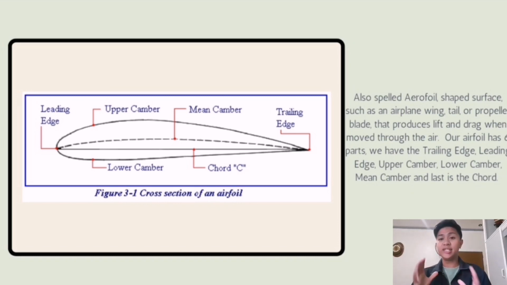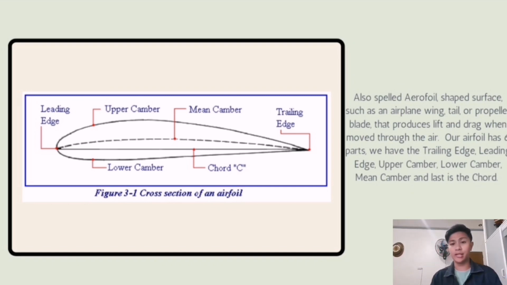So, si leading edge, ito yung front part ng ating airfoil, and si trailing edge, yung back part ng ating airfoil. So, pag dumaan yung wind, syempre unang tinatamaan dyan is yung leading edge, and yung pinakahuling tatamaan dyan is yung ating trailing edge. So, yung chord naman, siya yung imaginary line simula leading edge papunta kay trailing edge.